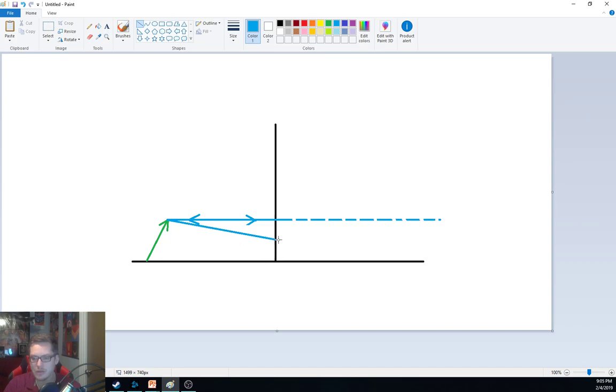All right, and then we're going to draw it. Now this is the tricky part: how am I going to do this in Paint? So we need a normal ray, or a normal line, to this mirror here. So there's our normal. All right, and then we're going to draw this angle here has to be equal to this angle here. All right, so there's this, and we're going to eyeball it.